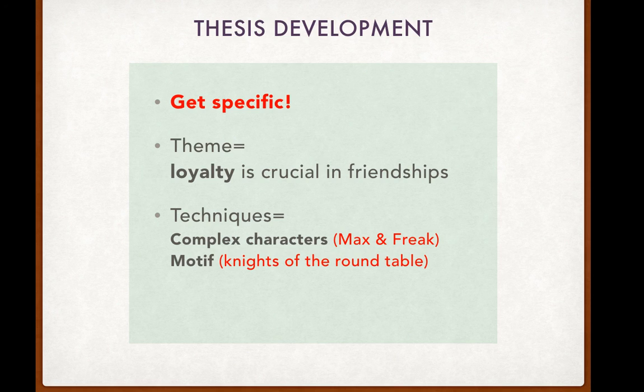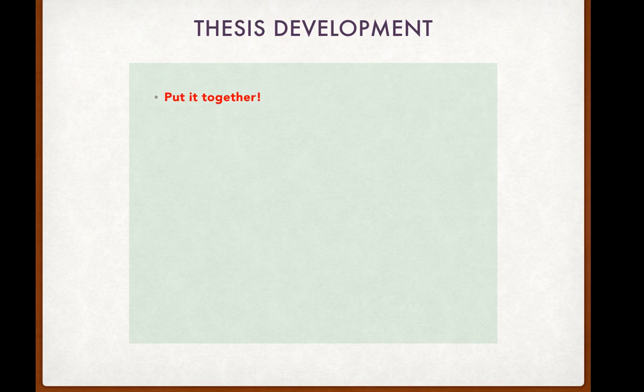Well, then I need to get specific again. So, all right, which characters am I going to write about? Well, the characters' names are Max and Freak. And what was the motif? This was actually a contemporary novel, but one of the characters was obsessed with the Knights of the Round Table, and so it sort of became a motif throughout the story.